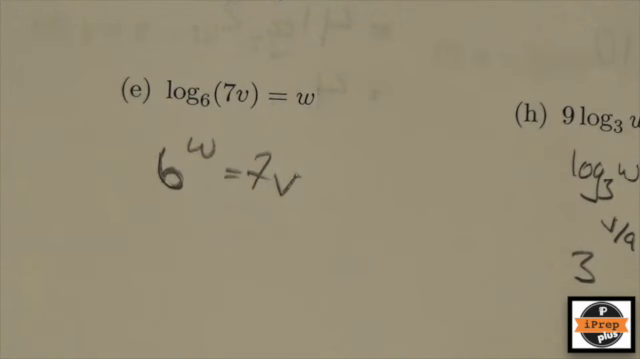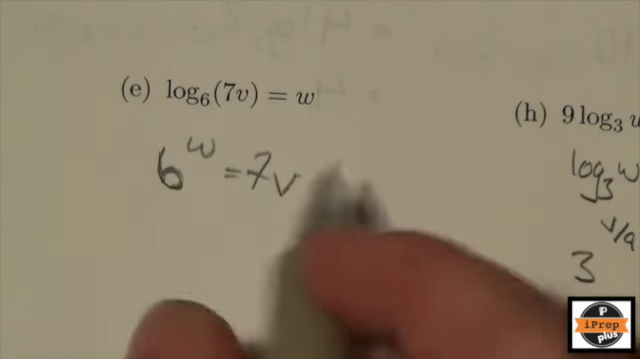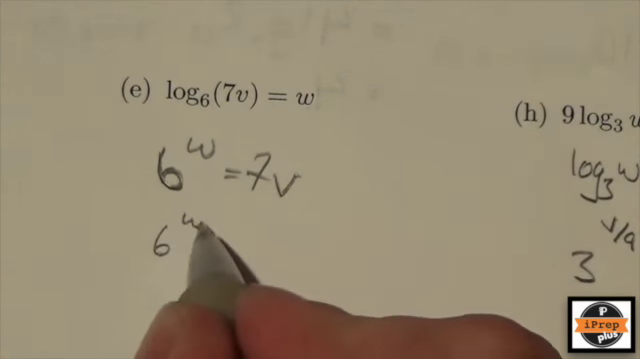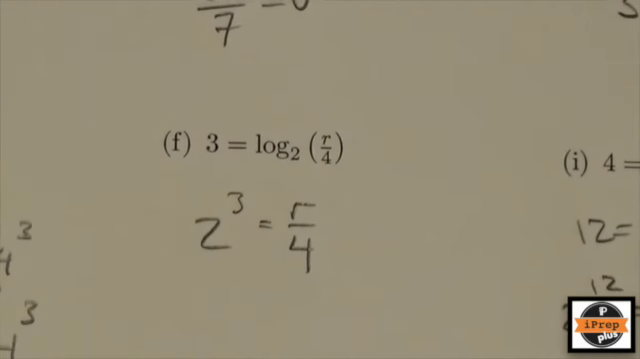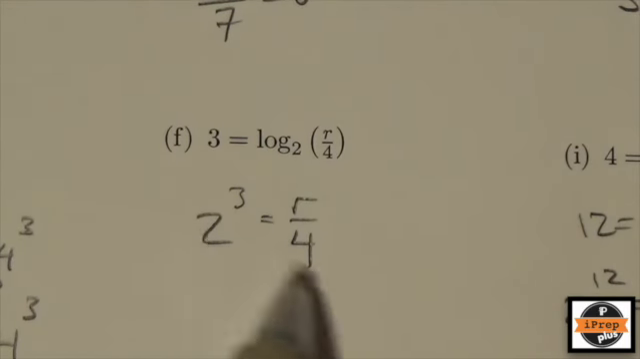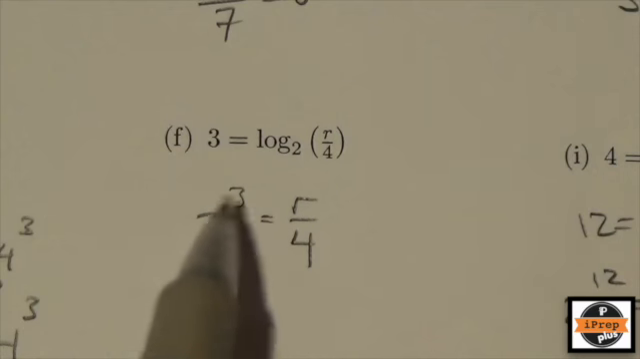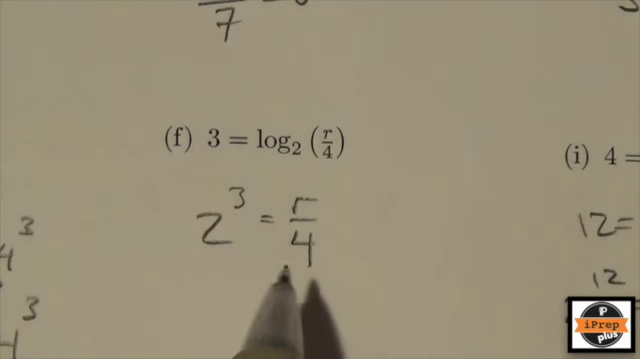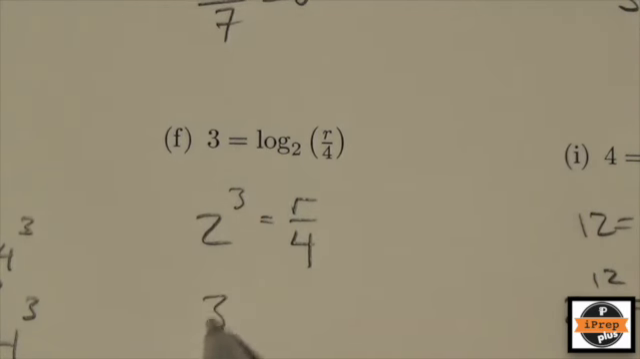Over here, this one, it's really hard to know what to do. I don't really know what you want to isolate for here. If you really wanted to get v by itself, that would be 6 to the w over 7, but you really don't gain a whole lot by doing that. But anyway, that's something you could do. This one here, I might multiply both sides by 4 to bring that up out of here, and 2 cubed is 8, so 8 times 4 tells us that r would be equal to 32.